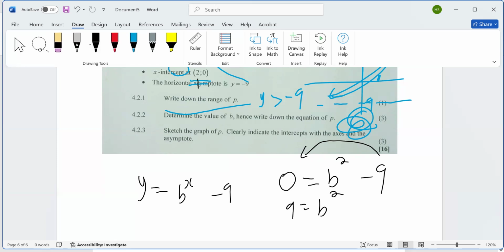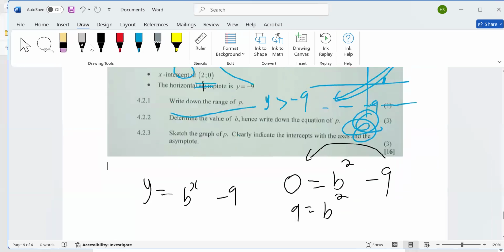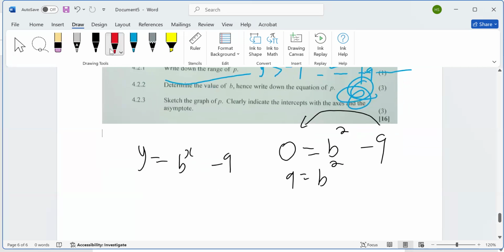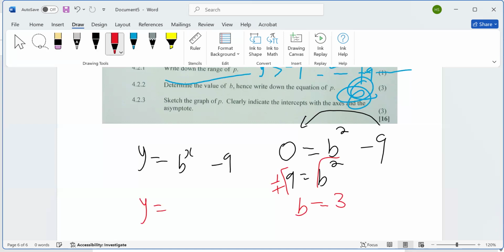So b should be greater than 0, but it cannot be 1. So what are we going to say? b is going to be equal to 3. The square root has a plus and a minus. We take the positive one because b should be greater than 0. Therefore, what is going to be the equation? The equation is y equals 3 to the power of x minus 9.